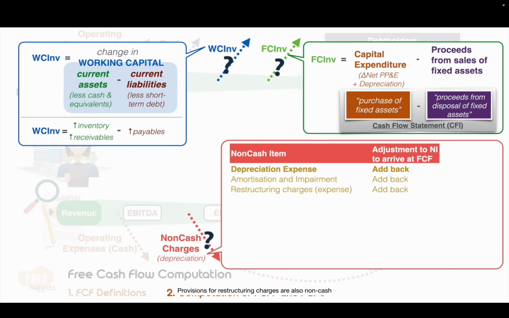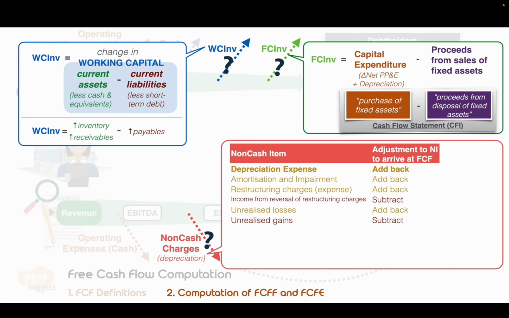Provisions for restructuring charges are also non-cash expenses that should be added back to net income. However, if the firm is accruing these costs to cover future cash outflows, then the forecast of future free cash flow should be reduced accordingly. Conversely, income from restructuring charge reversal is a non-cash gain, so it should be subtracted from net income. Unrealized losses that are recorded on the income statement should be added back, while unrealized gains are subtracted as these do not affect cash flow.